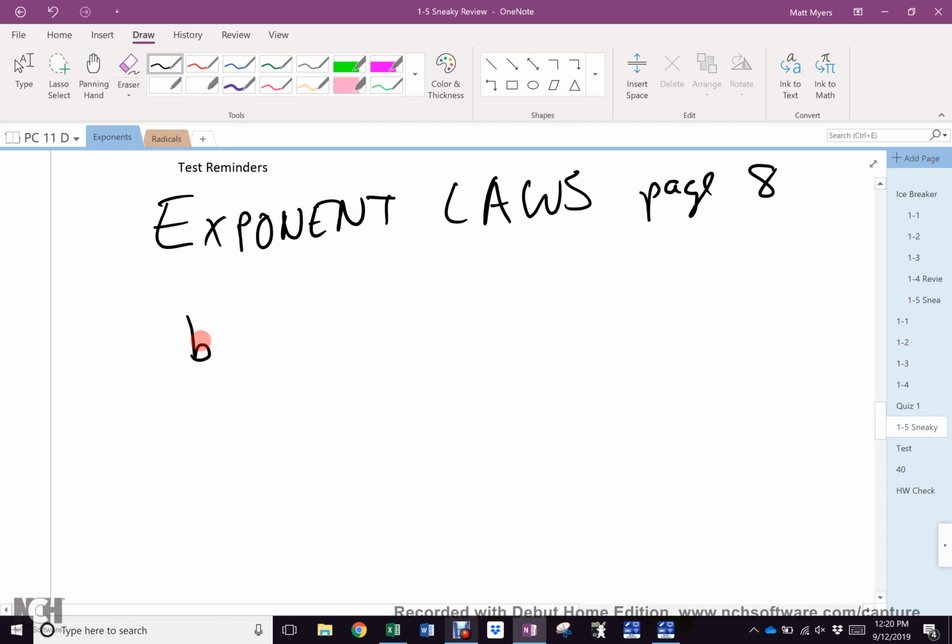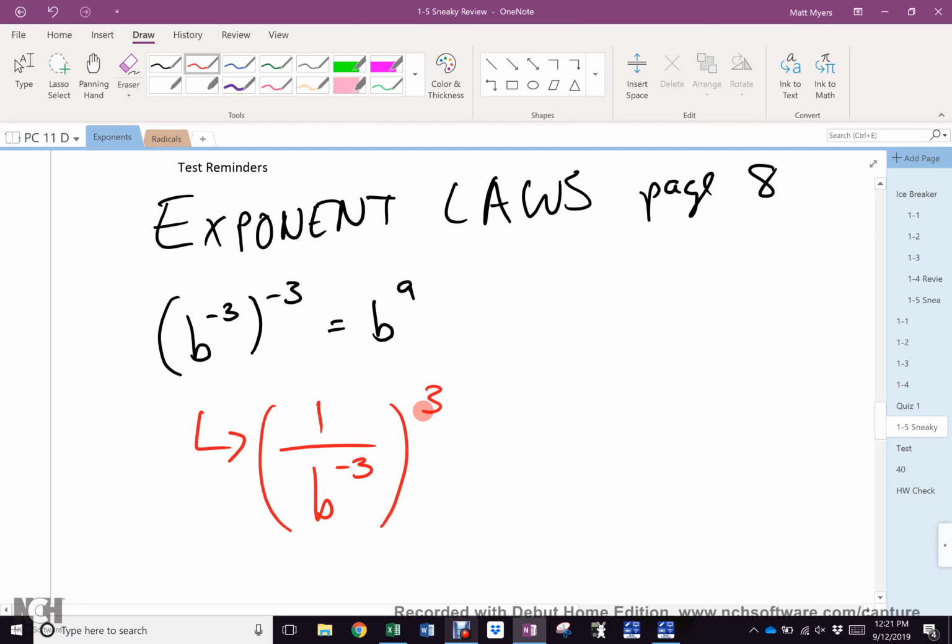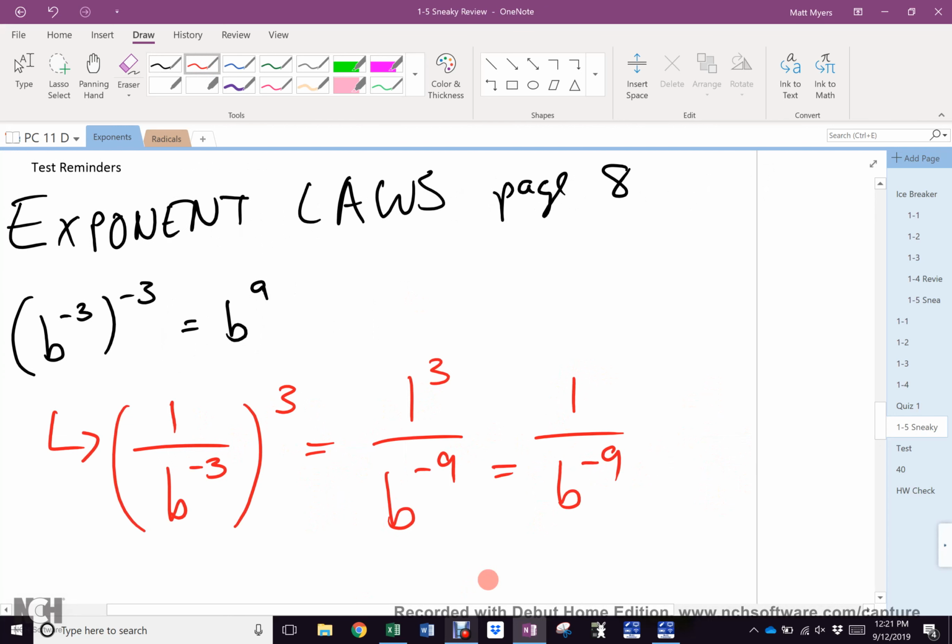What will mess you up? b to the negative 3 to the negative 3. Some of you want to go 3 times 3, right? Negative 3 times negative 3 gets me b to the positive 9th, yes? Everybody understands that, right? Because you all understand the shortcut. You haven't bothered learning what's really happening. What's really happening is this. That is 1 over b to the negative 3 to the positive 3, which is 1 cubed over b to the negative 9. 1 cubed is 1 over b to the negative 9. Negative 9 is not allowed, so this reciprocates to b to the 9th.